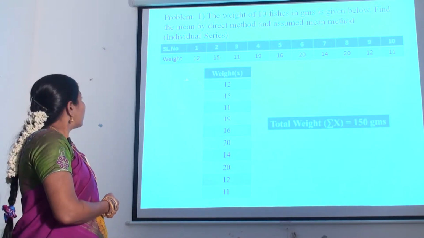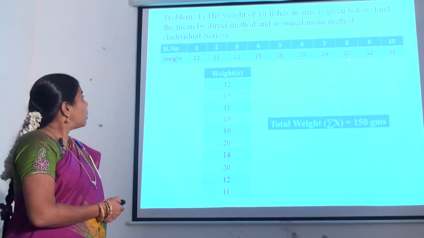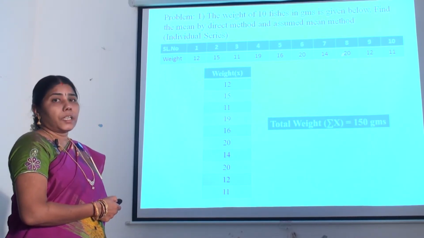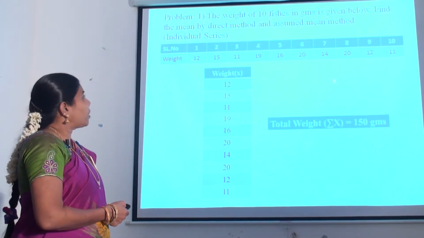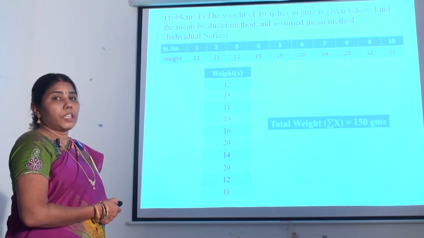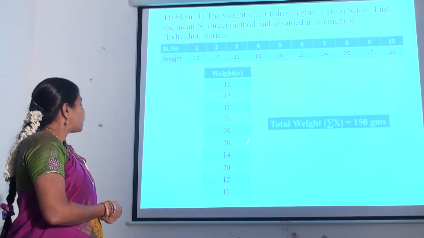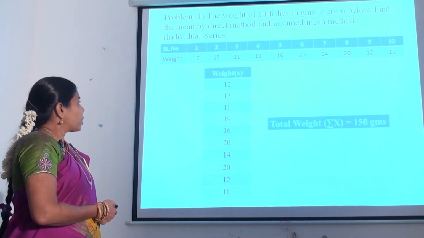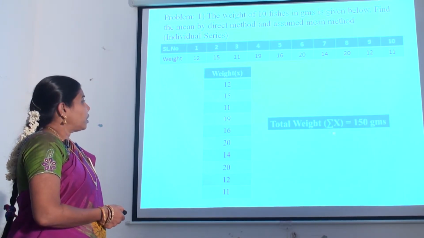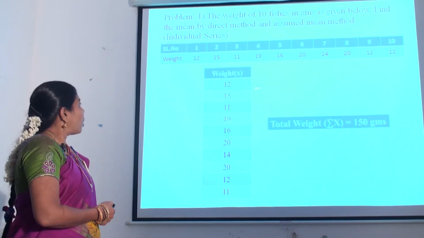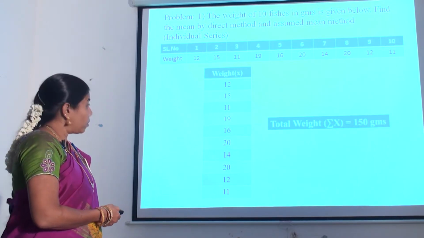Next, now we are going to solve a problem for individual series by direct and indirect method. When only one set of data is given, it is known as individual series. First, the weights of data are entered in the tabular column. Next, we have to add all the values of weights of fishes, that is sigma x. Sum of all the weights of fishes is equal to 150 grams.